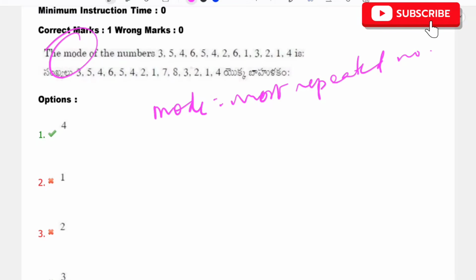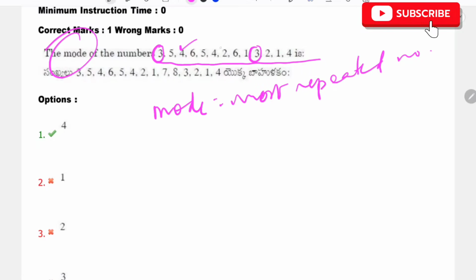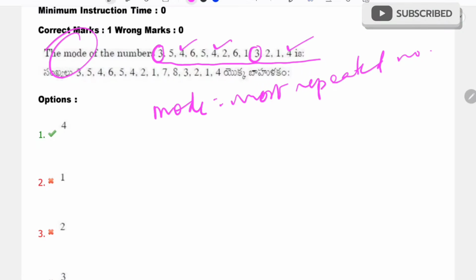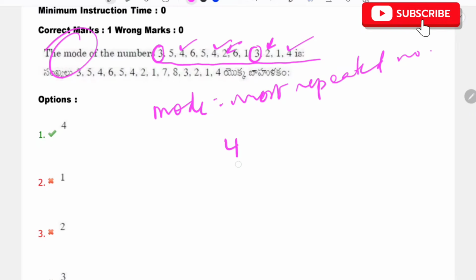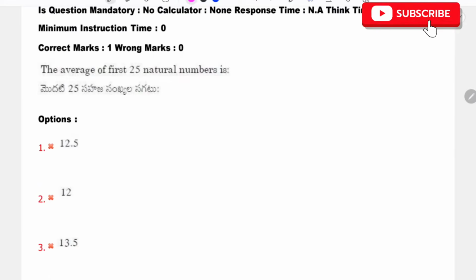Most repeated number. So out of these numbers, which is the most repeated number? 3 is repeated how many times? 2 times. Then we take 4. 4 is 1, 2 and 3. And 2 is also only 2 times. No? So 4 is repeated 3 times. 4 is the most repeated number. So that is our mode. Correct answer. Very easy question.